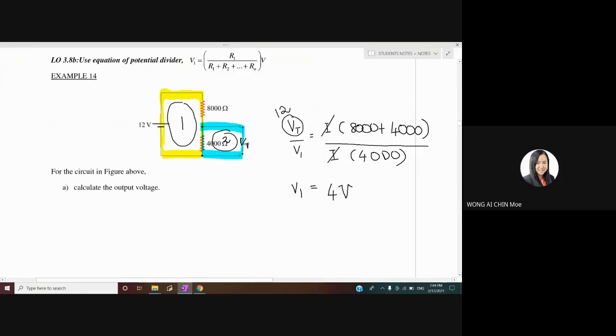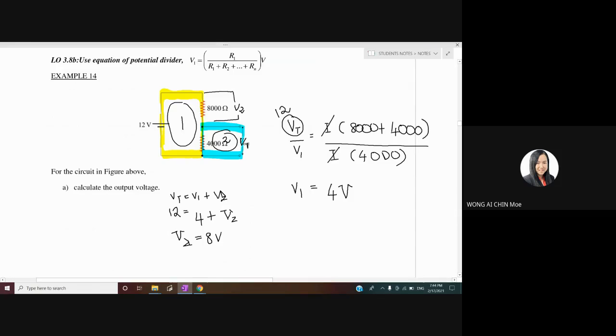If, let's say, you want to find V2, can you find V2? Of course we can. V2, either you take 12 volt, your V total, equals V1 plus V2. So your V total is 12, your V1 is 4. Meaning that your V2 is equal to 8 volt. Or if you don't want to, you also can do a ratio.